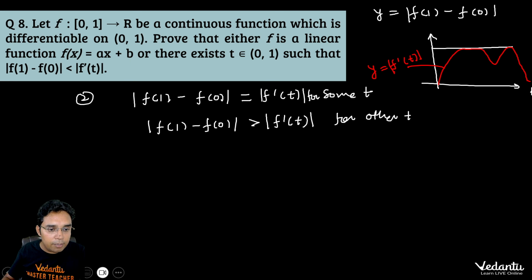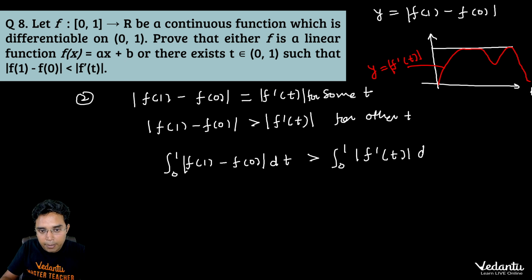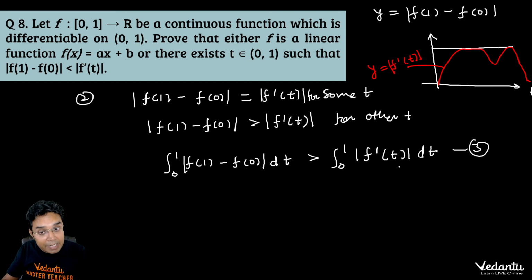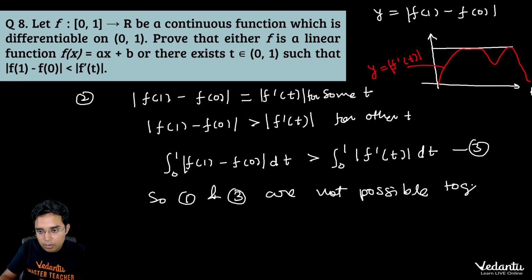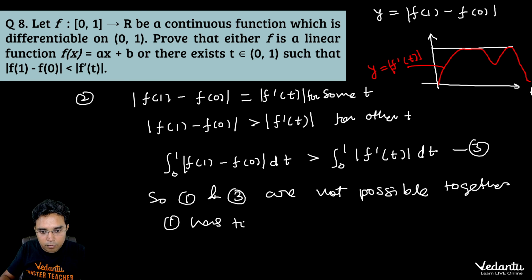So I think from this graph it is very much clear that the integral from 0 to 1 of |f1 - f0| dt will be strictly greater than the integral from 0 to 1 of |f'(t)| dt. Okay, that is my 3. Now if you compare it with 1, where this thing was greater than or equal to, whereas we have found this to be strictly lesser than. So 1 and 3 are not possible together. But as you know, one has to be true. So that means 3 is not.